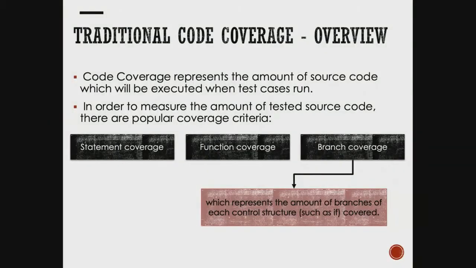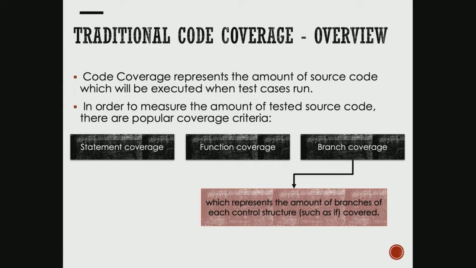So what is traditional code coverage? All of us know it. Traditional code coverage refers to the amount of lines of code that are running when unit tests run. It has three main criteria: statement coverage, function coverage, and branch coverage. Statement coverage refers to the amount of statements that are executed every time we run our unit tests, and the same with function coverage. Branch coverage is different in that it shows us the amount of branching that is executed every time our test cases run.